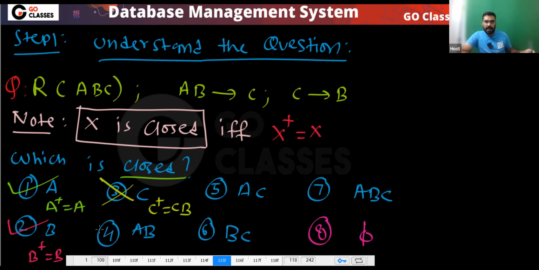What about AB? AB is not closed, because what is AB closure? AB closure is ABC.